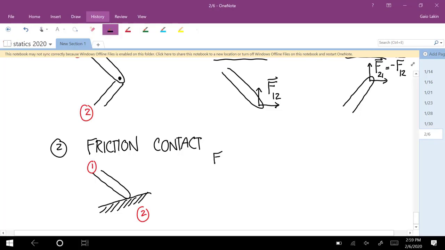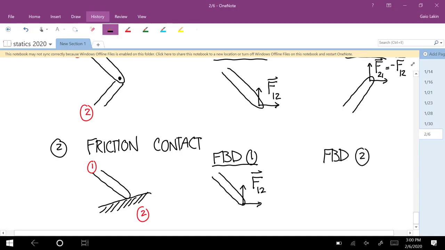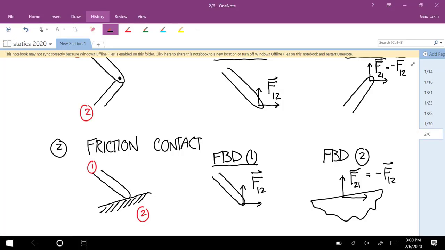So again, a free body diagram of one looks like that, and we'll write it as the force on one by two. And a free body diagram of two, the unknown force is the force on two by one, and Newton's third law says that's negative F12. Any questions about those?